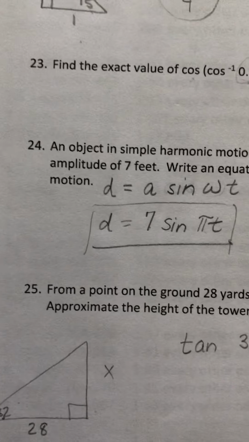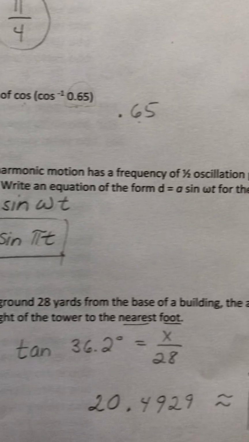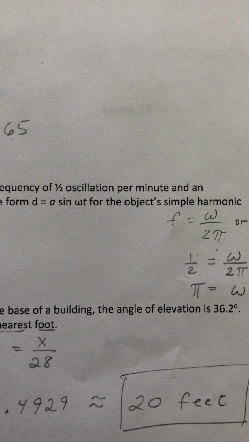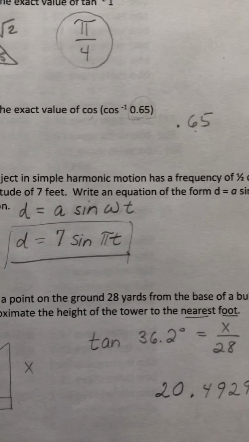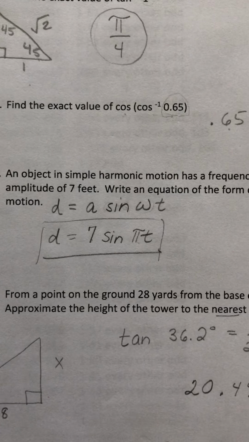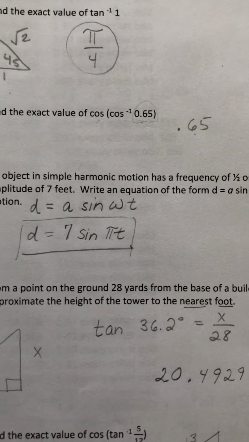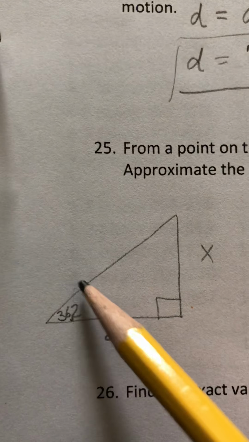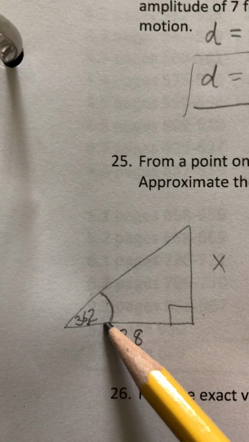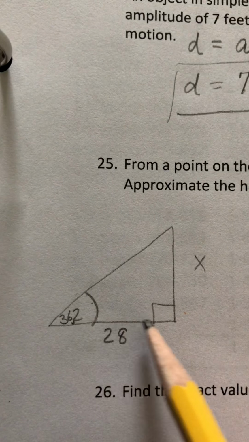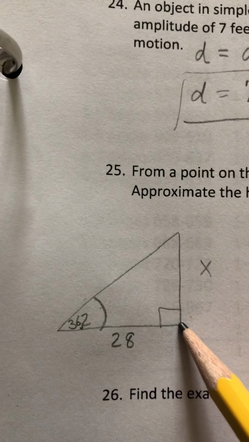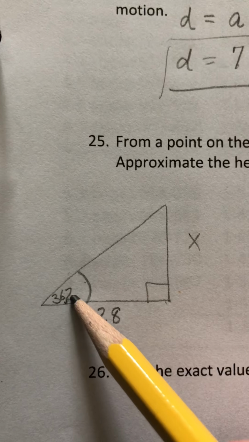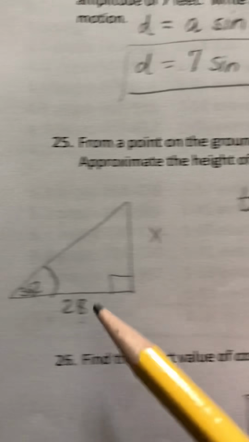From a point on the ground, 28 yards from the base of a building, the angle of elevation is 36.2 degrees. Approximate the height of the tower to the nearest foot. So first draw a picture. Here's your angle of elevation, 36.2 degrees. 28 yards from the base of a building, we want to estimate the height of the building, so we're going to want to use tangent. The tangent of this angle is the opposite over the adjacent.